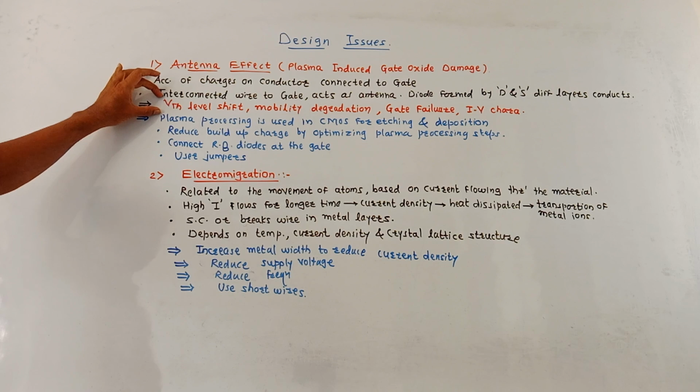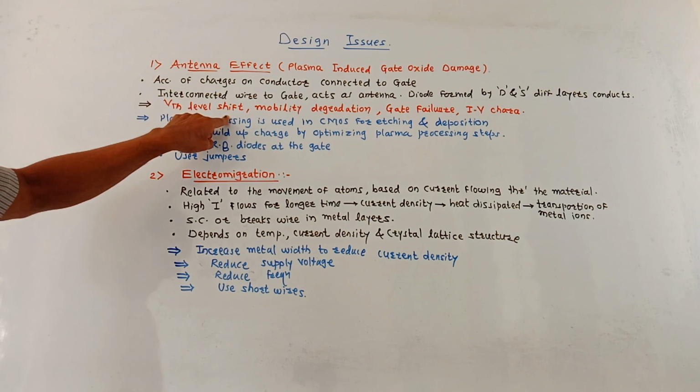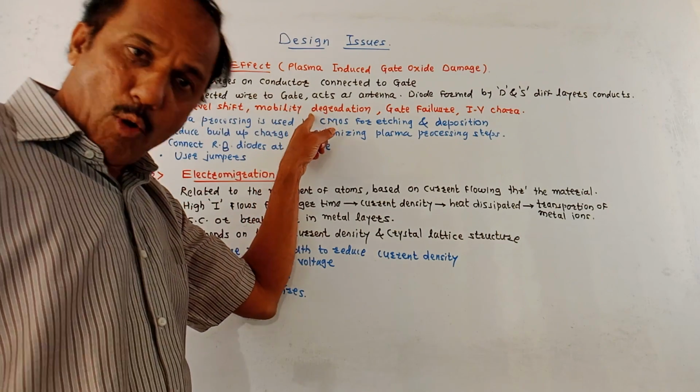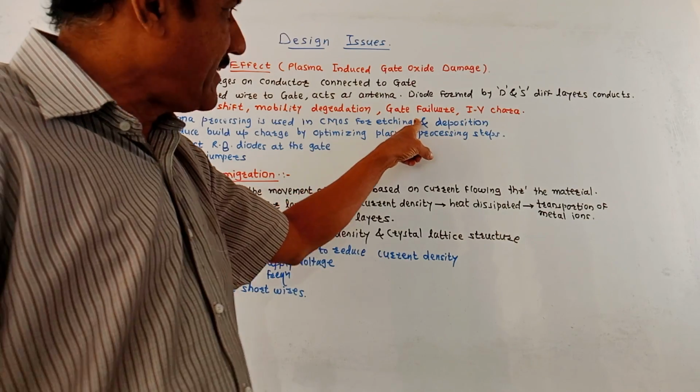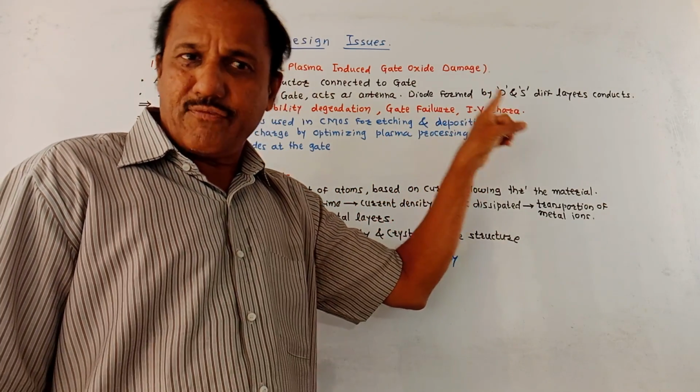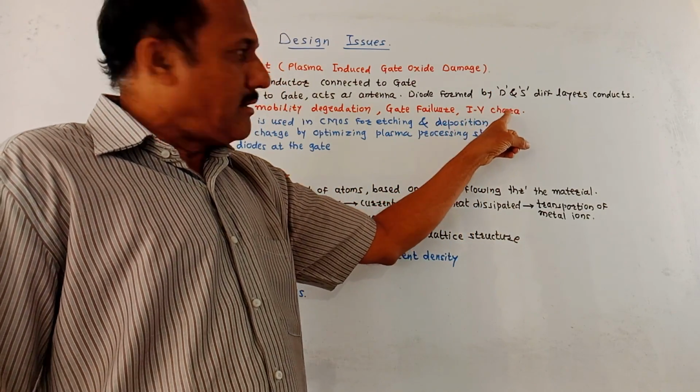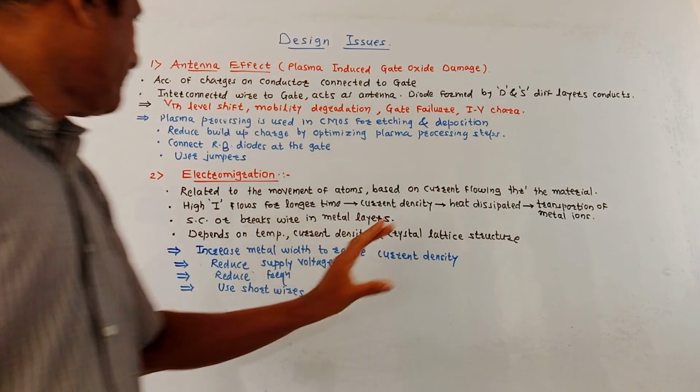So the first effect is the value of threshold level, that is VTH, is shifted. Then there is a degradation in the mobility, and it may happen that the failure of gate terminal takes place, as well as it will affect the current voltage IV characteristics of the device.